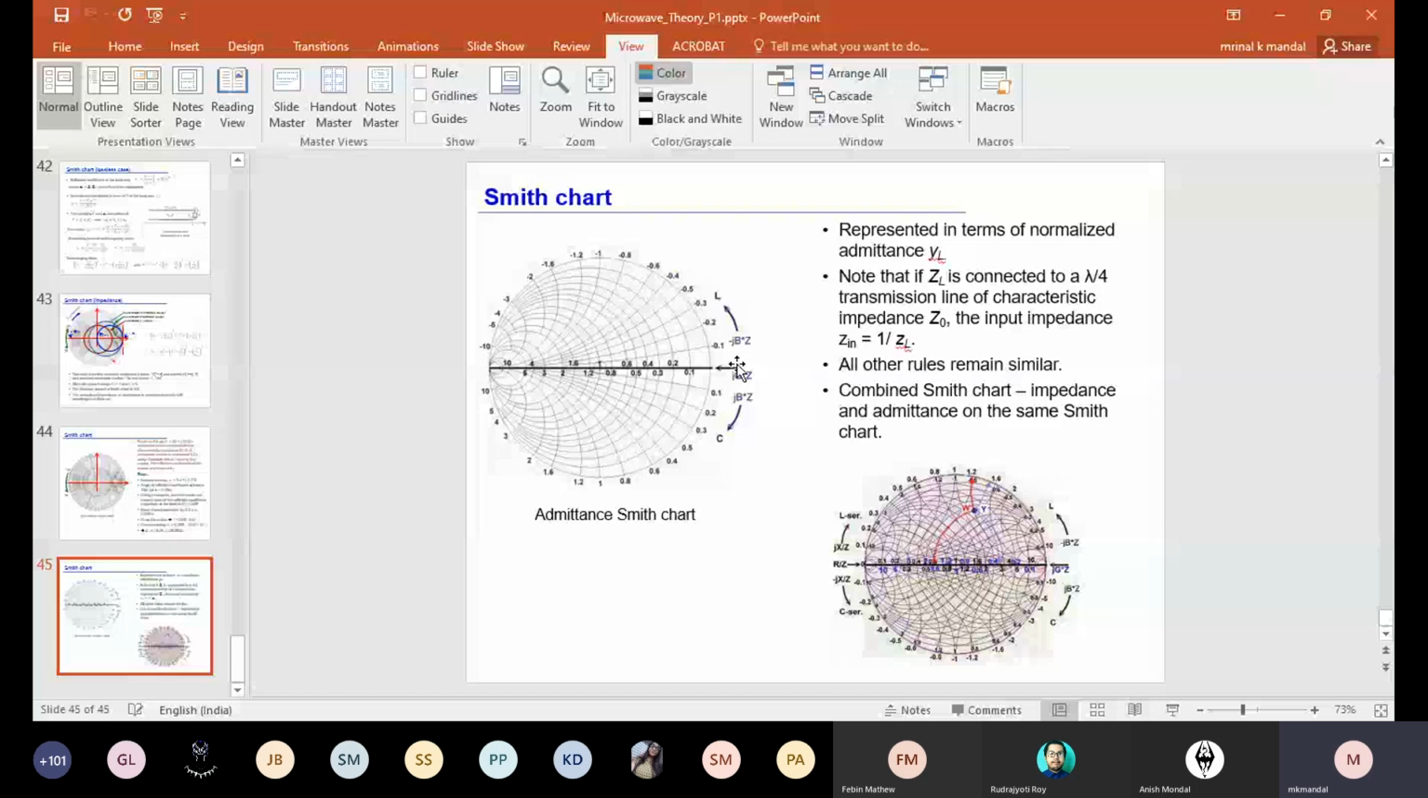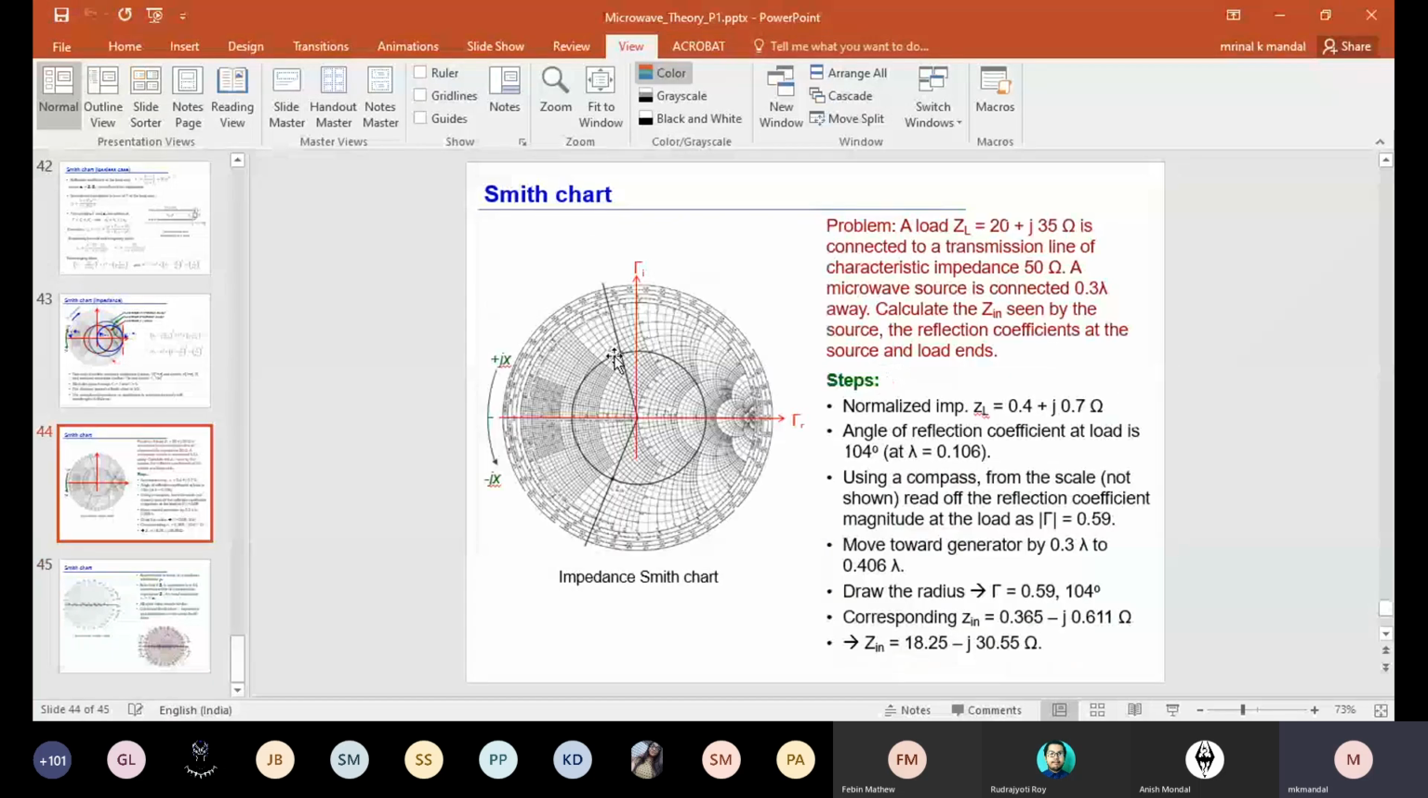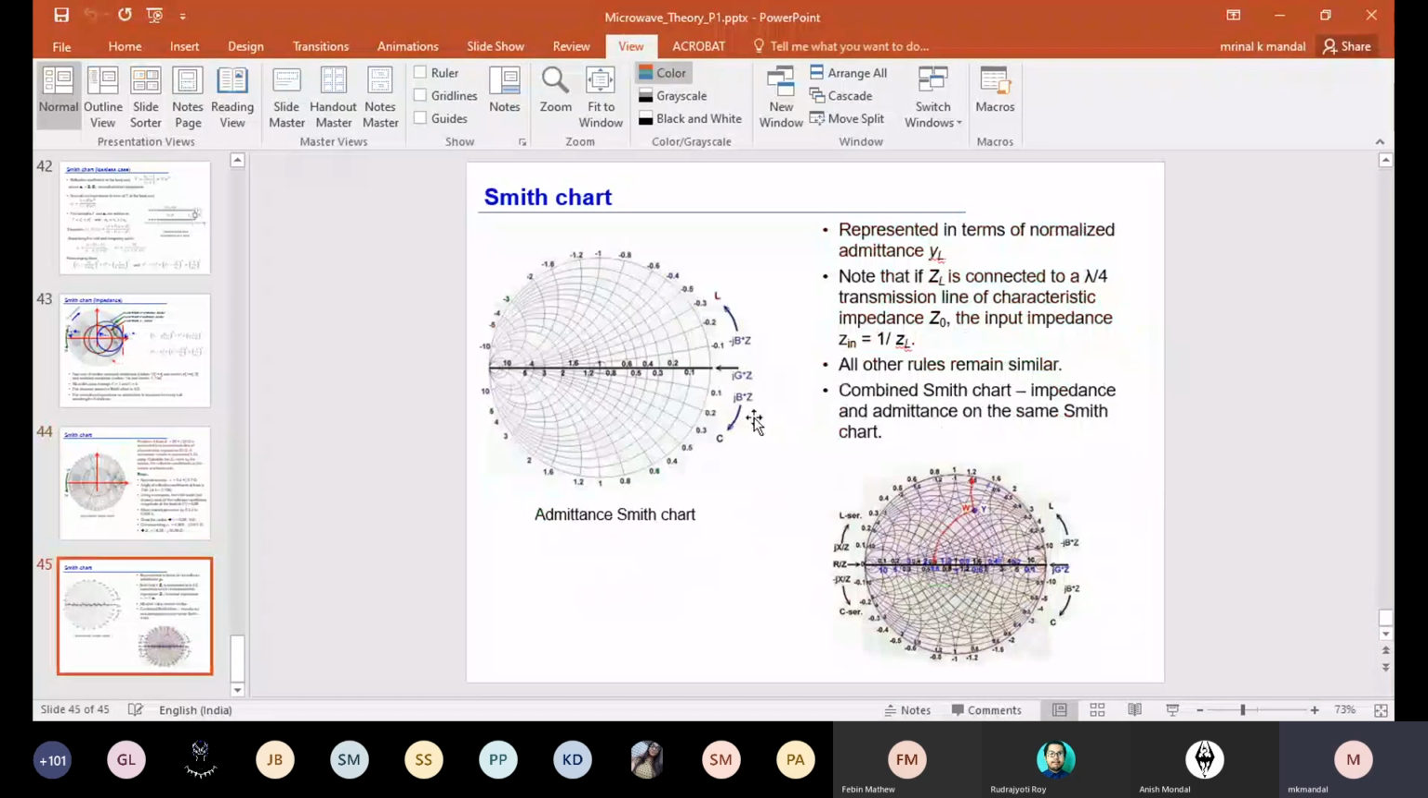There are two alternatives. One is that we can generate a separate Smith chart which deals only with the susceptance and conductance, or we can use the same Smith chart as before, but we have to move by a distance. So what is the logic behind it? Let me discuss.